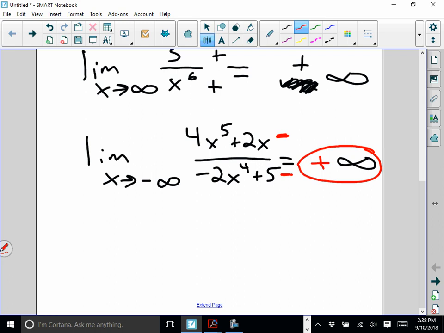The test doesn't seem to really hammer these types of problems very often, but occasionally they can, so we just want to be ready for it in case. The next thing that I want to go over is the limit definition of a derivative.